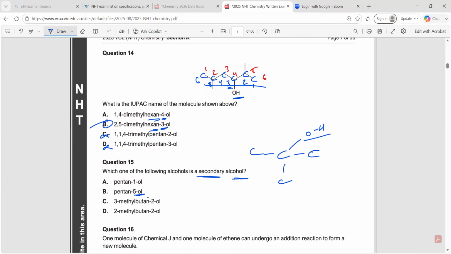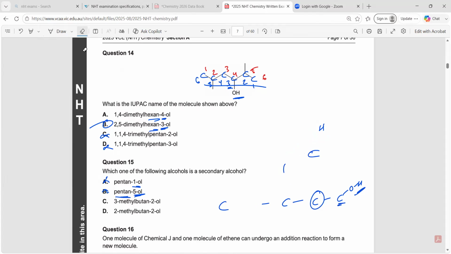So we want something that's connected to 2 carbons. And we can see here that pentan-1-ol and pentan-5-ol are both at the ends of the chains, right? Because there's 5 carbons in pentanol. So if it's at the end of the carbon chain, I'm going to quickly draw it out. Can you see how, because it's at the end of the chain, the carbon connected to the hydroxyl group is only connected to one carbon directly? And so therefore these two are wrong. Okay.